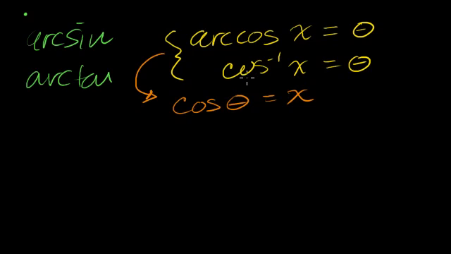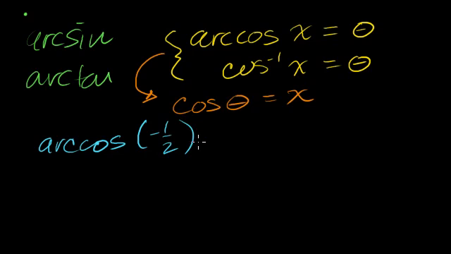If I ask what the inverse cosine of x is, my brain says, what angle can I take the cosine of to get x? So with that said, let's try it out on an example. I'm told to evaluate the arc cosine of minus 1/2.